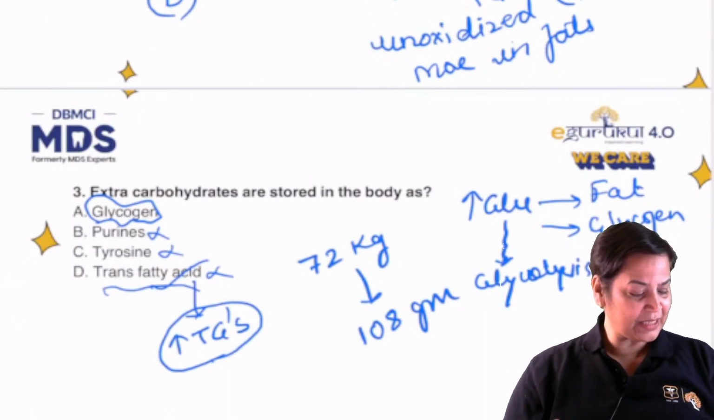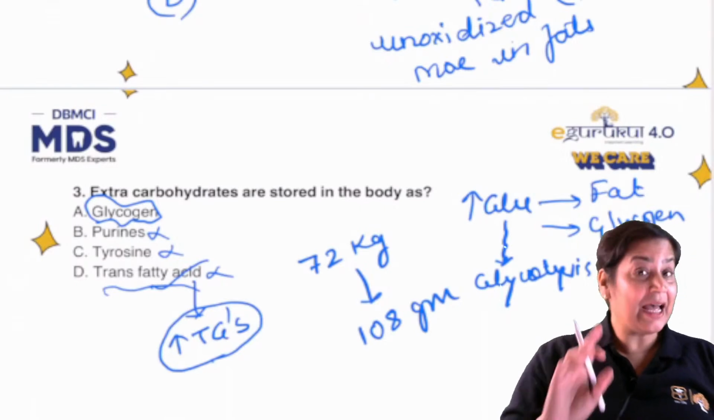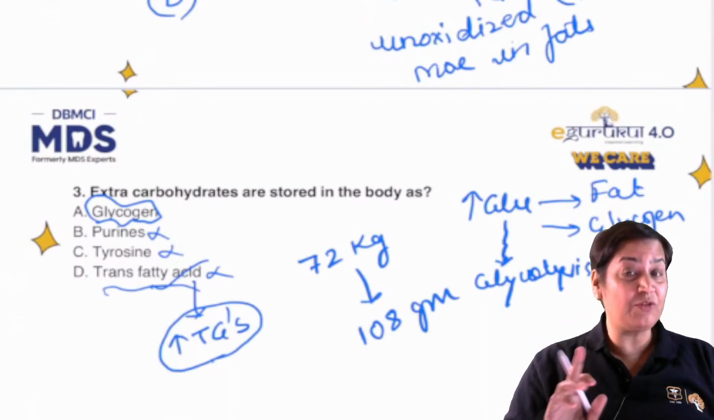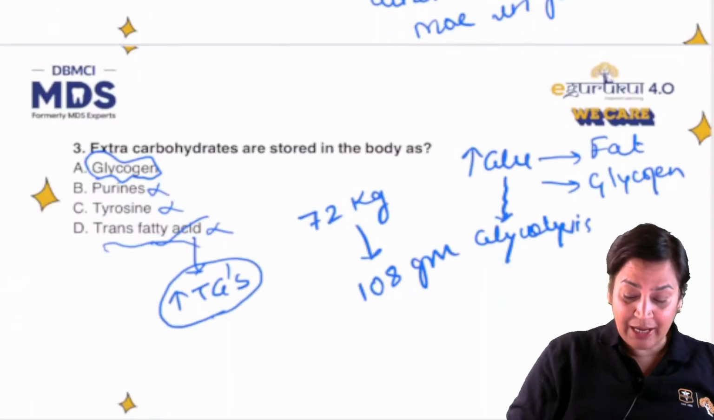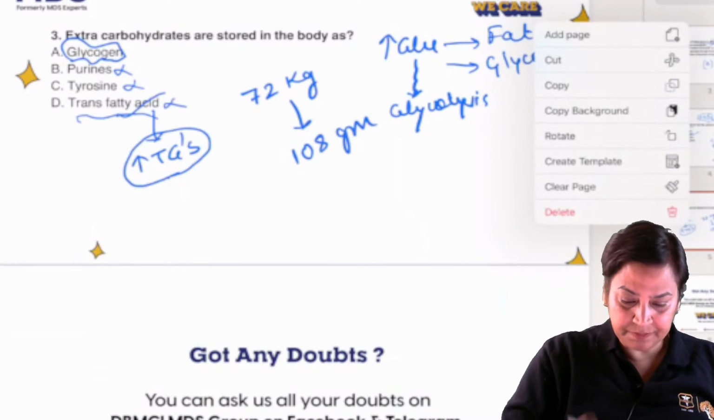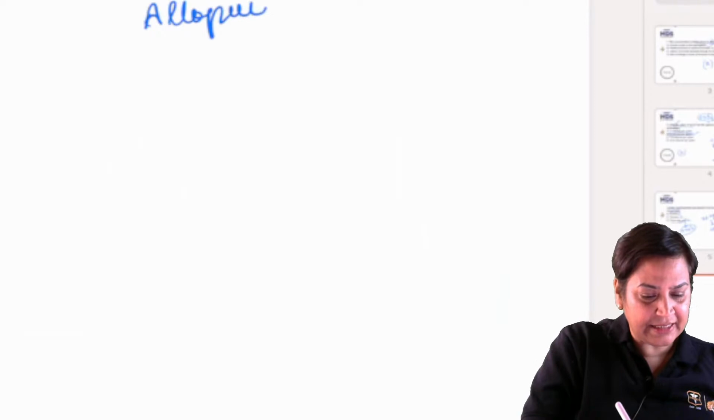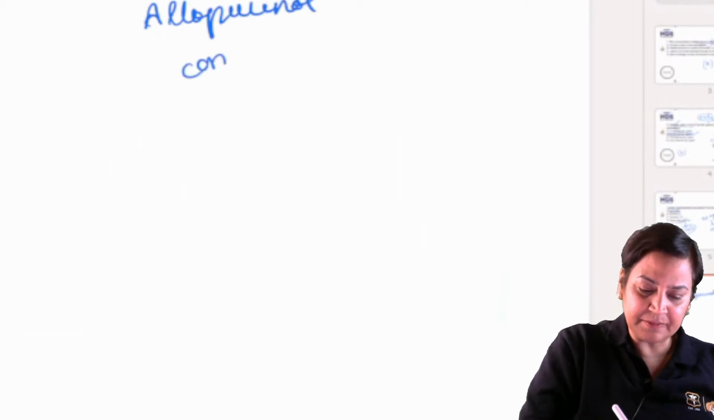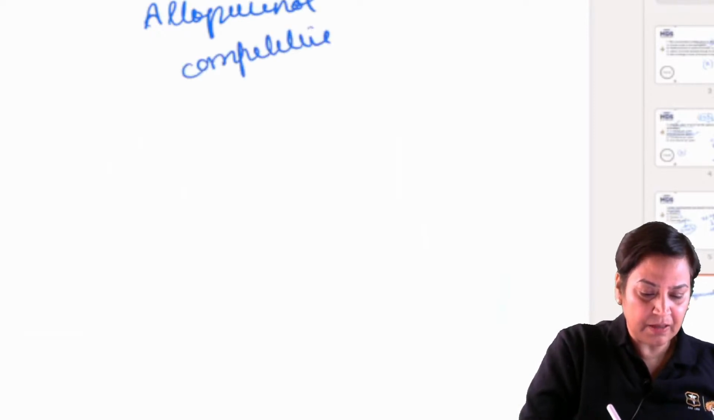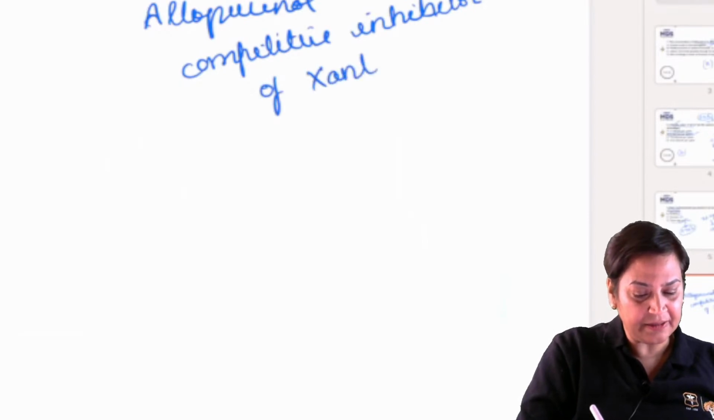Allopurinol is the inhibitor of enzyme xanthine oxidase. Okay, Saurav Roy, this is a very interesting question. Basically, I'll just tell you, and I have mentioned this in my videos also, if you have listened to my videos. This allopurinol, if we talk about this, you know that it is a competitive inhibitor of xanthine oxidase, isn't it?